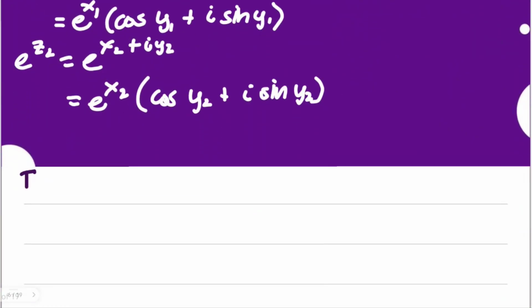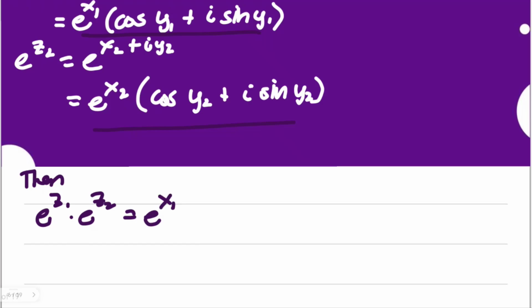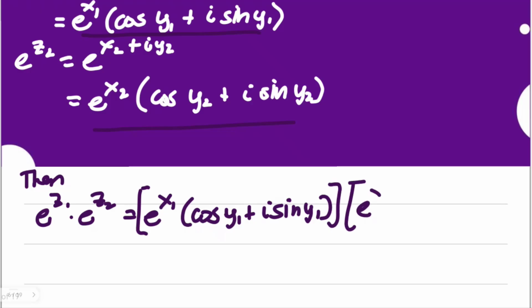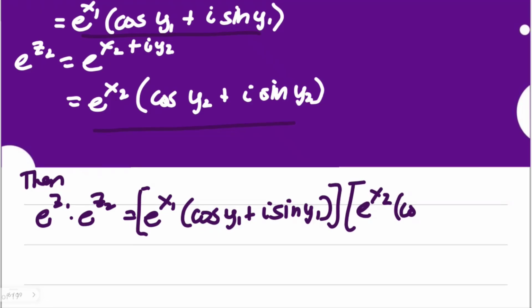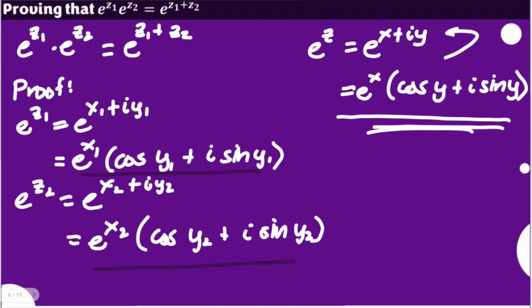So here comes the first part of this proof. We have e to the power of z sub 1 times e to the power of z sub 2. Using these notations, this is equal to e to the power of x sub 1 times cosine y sub 1 plus i sine y sub 1, times e to the power of x sub 2 times cosine y sub 2 plus i sine y sub 2. We're going to show that this will actually result in the sum of the exponents.